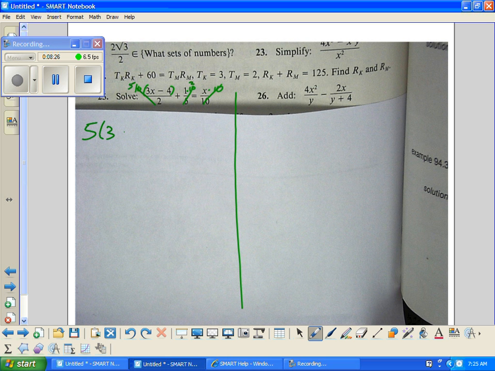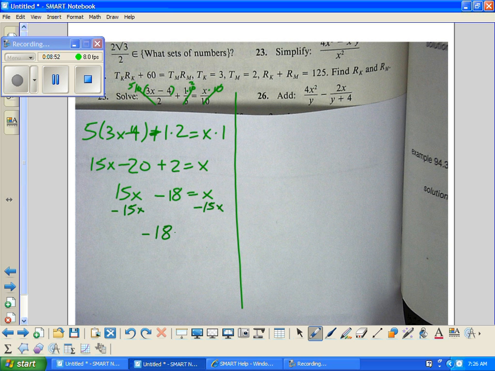5 times 3x minus 4 equals 1 times 2 equals x times 1. I distribute. I get 15x minus 20 plus 2 equals x. And I'll move the 15x to keep my work down to a minimum. Divide by negative 14. The sign always goes. Look left. Reduce that. You get 9/7 is the answer to problem 25.